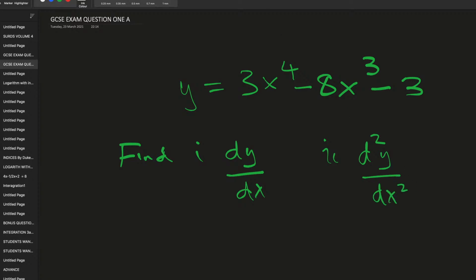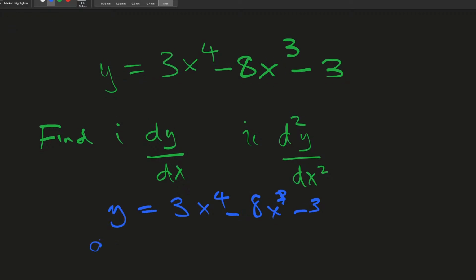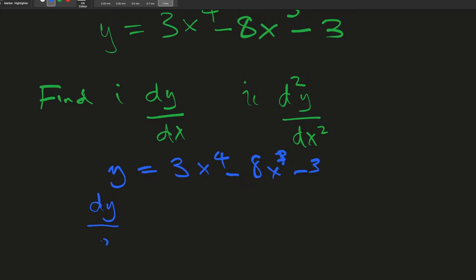Okay, so let's see the best way to go about it. For the first one, since we know y to be equal to 3x to the power 4 minus 8x cubed minus 3, dy/dx will give us 12x to the power 3 minus 24x squared. So this is our first one.